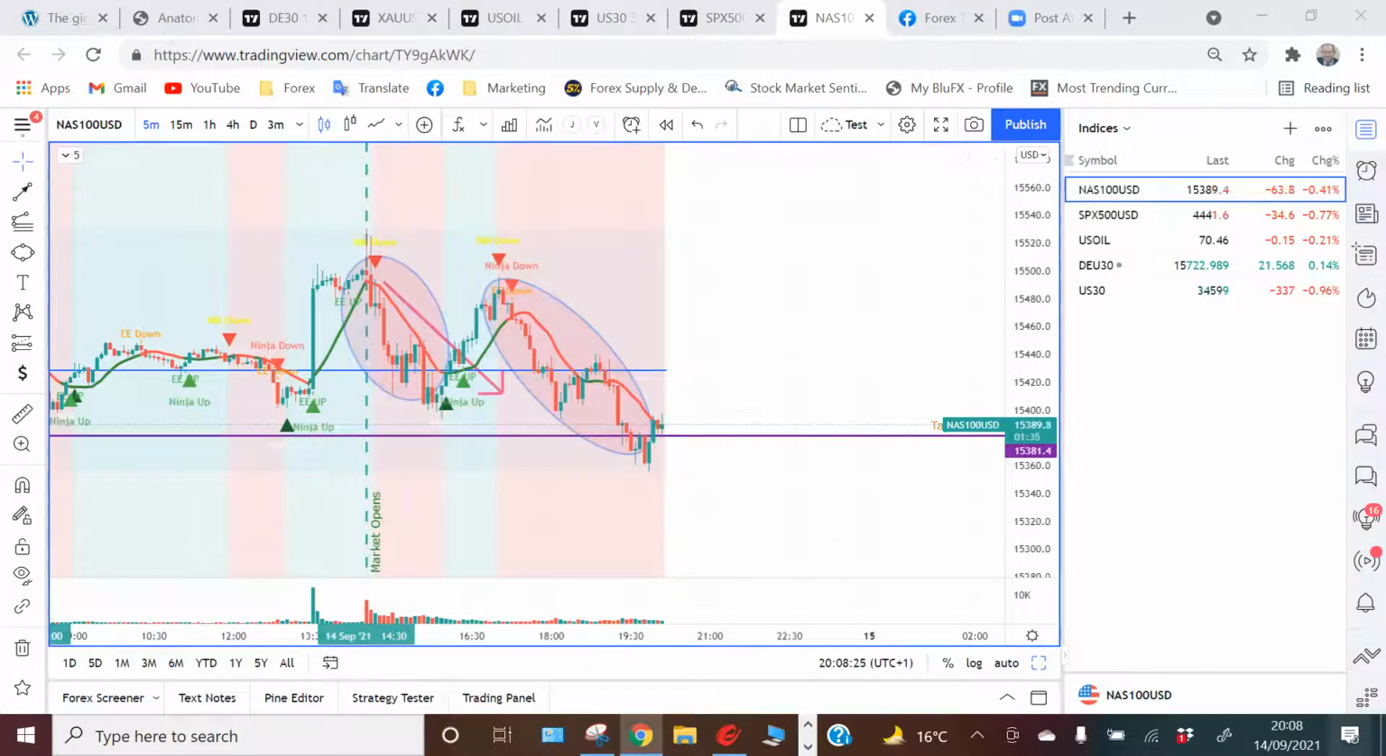Today is the 14th of September, and the time is 8 p.m. UK time, which therefore is 3 p.m. Eastern, okay, in America, and various time zones.